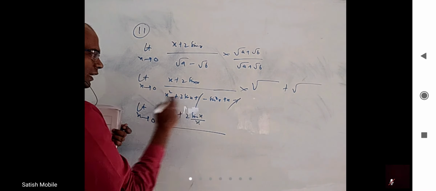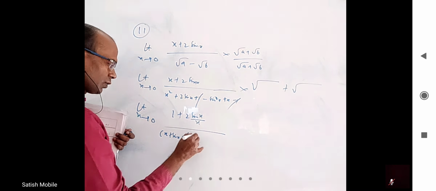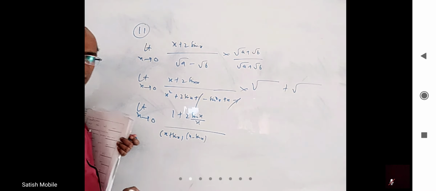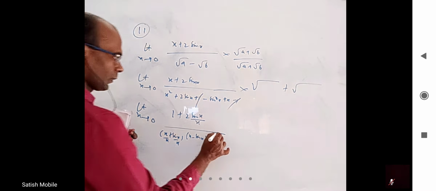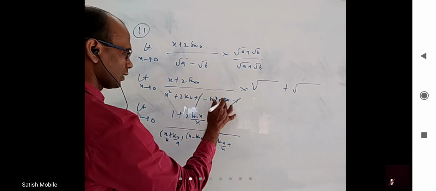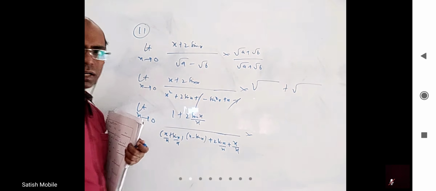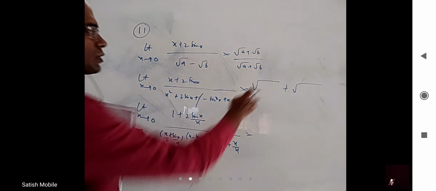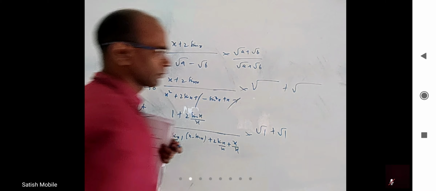Coming to here, x square minus sin square, I can write x plus sin x into x minus sin x. When I am dividing with x, I will divide with x here only. And this will become 2 sin x by x, and this will become x by x. This part, nothing to worry. When you directly put 0, this will become root 1, and the second one also will become root 1.